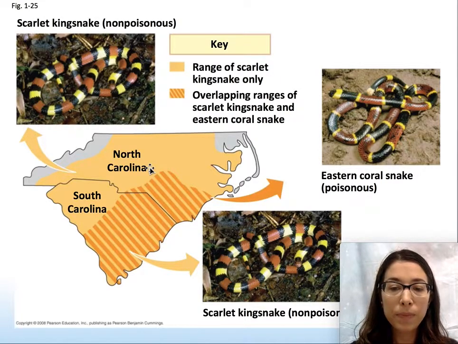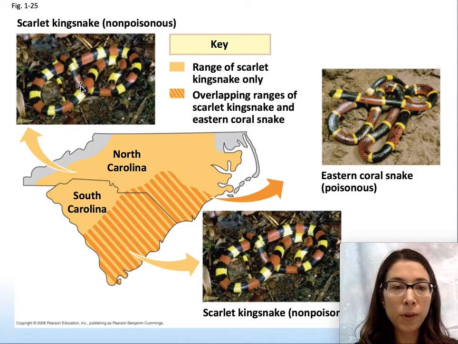We want to test how frequently these kind of snakes are attacked. And let's think about how we might do that. How might you design this experiment? Why don't you pause and think about it for a couple minutes?